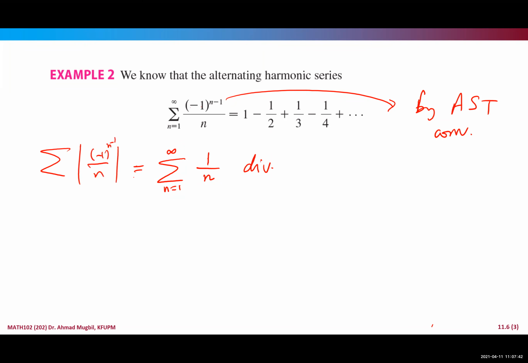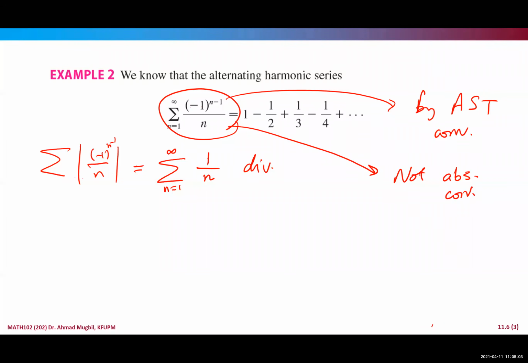So now, is this one absolutely convergent? No, because the series of the absolute values is not convergent. So it is convergent, but not absolutely convergent. Why is it not absolutely convergent? Because the series of the absolute values is not convergent.